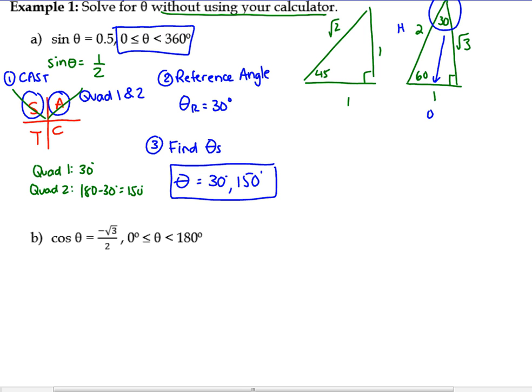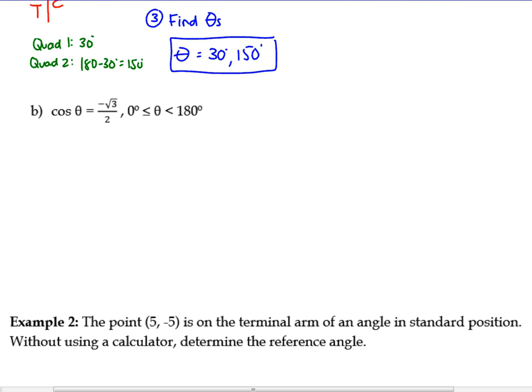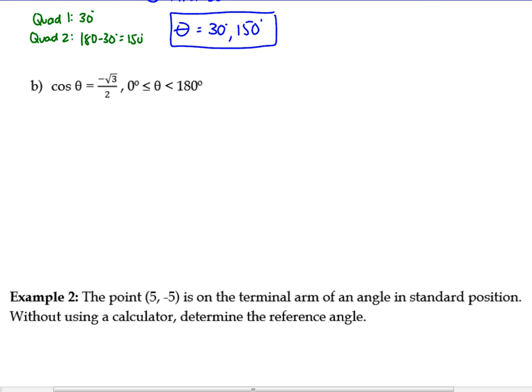Okay, so let's try another one. Without using our calculator, let's find the angles. Now there's only one triangle that has a root 3 in it, and that's which triangle? The 45 or the 30-60? 30-60. Okay, try and draw 30-60. Let's try again. So 60, 30. Across from the 30 is 1, hypotenuse 2, and then root 3.